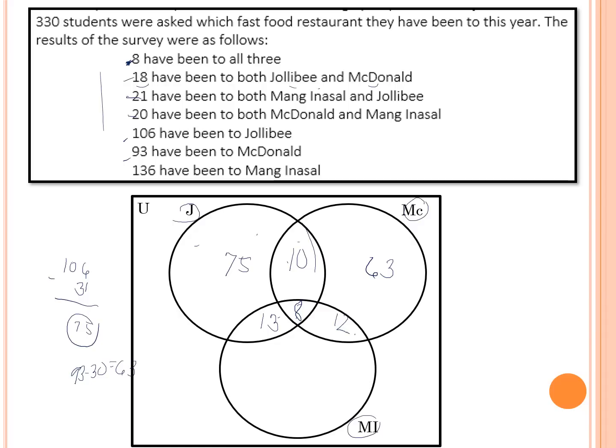Next, 136 have been to Mang Inasal. Again, we already have 13 and 8. So 13 plus 8 is 21, plus 12, that is 33. So we subtract that from 136 minus 33. So we have 103. There are 103 students in this area. Now let's continue. So take note of those numbers: 75, 10, 63.